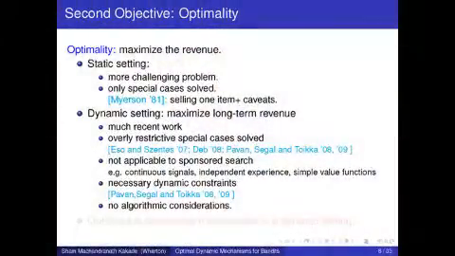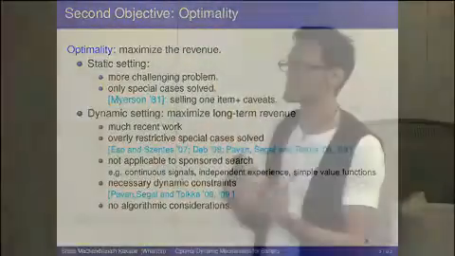Most of the work can only address some very restricted special cases. Now, to be fair, the focus of these papers often are on slightly different things. So this Esocenti's paper was really more on a notion of information rent. And this particular Pavan-Segal and Toikka paper was really interested in characterizing a lot of the constraints that IC imposes on the system, and that was more of their focus.